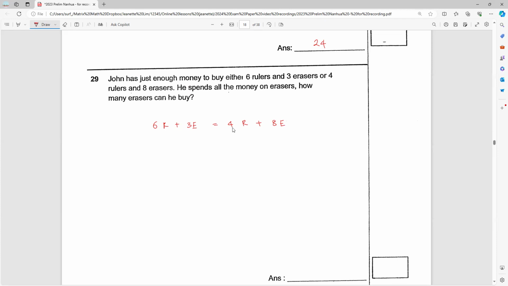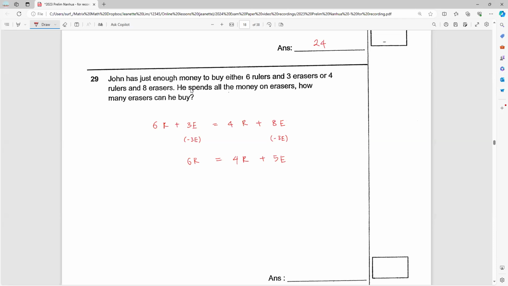So what we do here is, imagine this is like a balancing beam. We're going to balance both sides by removing the same number of items. So let's say I want to get rid of 3 erasers. So on the other side, I will also get rid of 3 erasers. Okay, so I'm left with 6 rulers on the left, because the 3 erasers are gone. Then I have 4 rulers plus 5 erasers, because I removed 3 erasers.